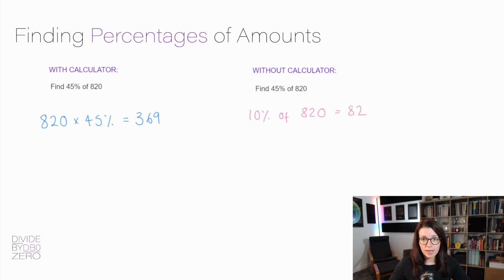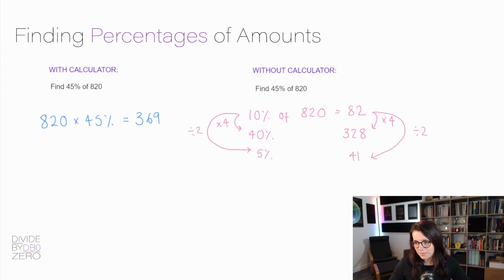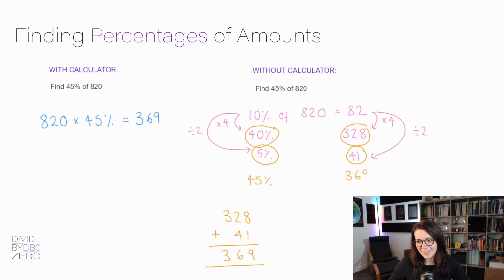And then working our way up to 45%. For example, you could find 40% by timesing your answer by 4, and that would give 328. And then to find 5%, you can take your original 10% and this time divide it by 2. So let's divide 82 by 2 to give 41. And then taking the pieces we need, so we need the 40% and the 5%, this one and this one, and then just adding them together. So 45% will be 328 plus 41, which gives 369 as well.